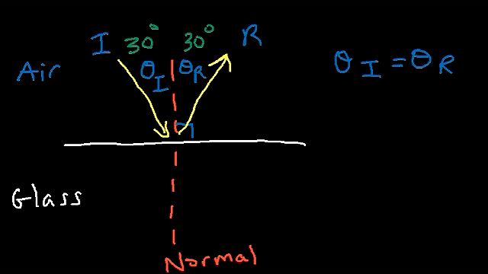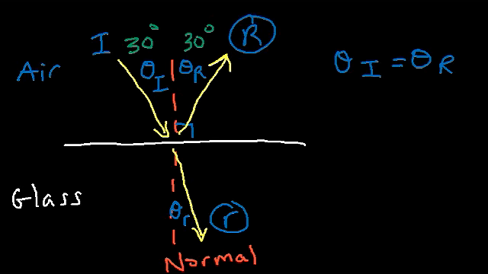Refraction is the process where light bends as it passes through the air-glass boundary. This ray represents the refracted ray, and this angle inside is the angle of refraction. It's between the refracted ray and the normal line. Whenever light strikes the boundary between two materials, it can reflect or it can refract. Just remember, refraction is the bending of light as it passes from one material to another.